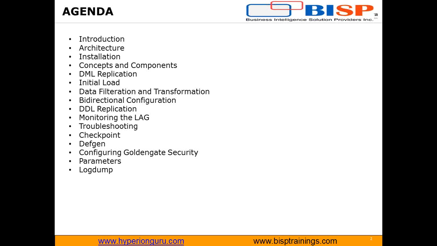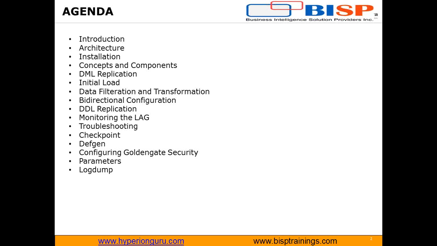Then DML replication implementation part would come over here. DML replication, initial load, we are going to do various demos of these. Then data filtration and transformation. This is the important aspect of Goldengate. Why does Goldengate score over Data Guard? So data filtration and transformation.